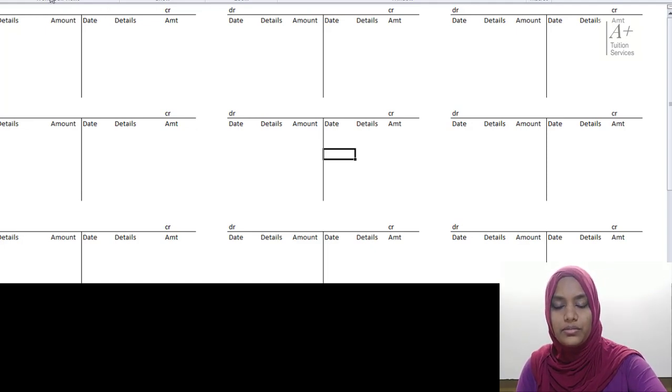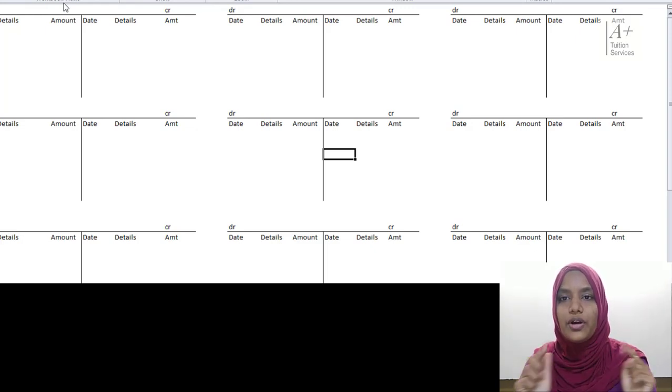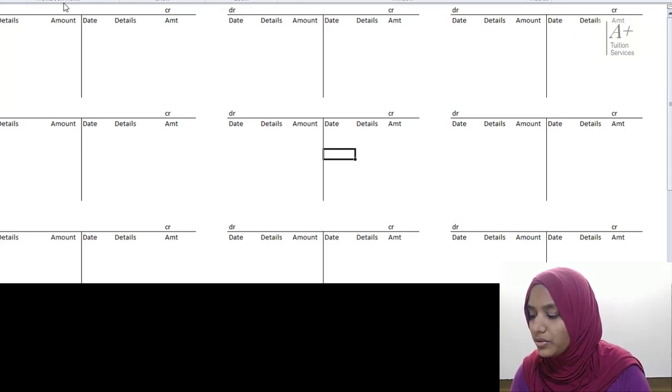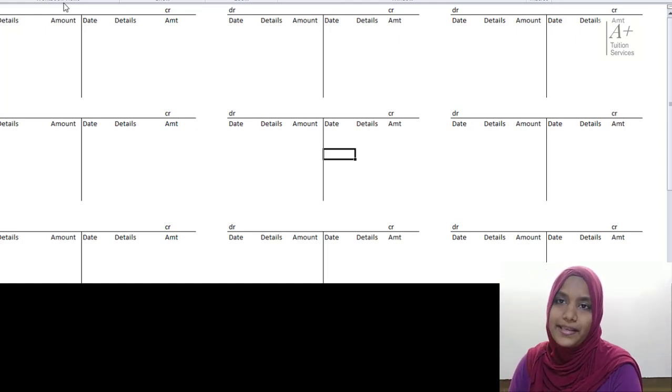basically all the accounts that I have to open, but I don't have time to draw. They keep drawing the T's in Excel. It takes time. So what I did, I just copy and paste some tables so that we could get started.